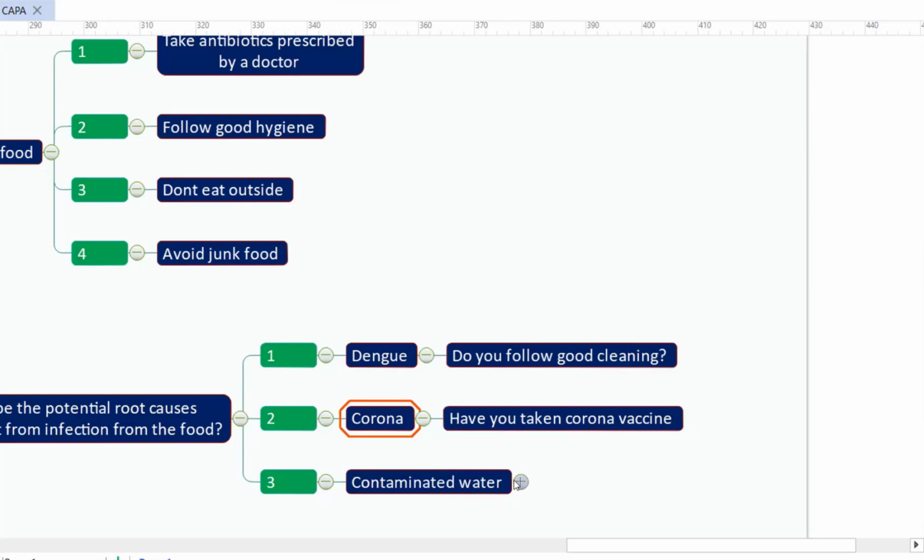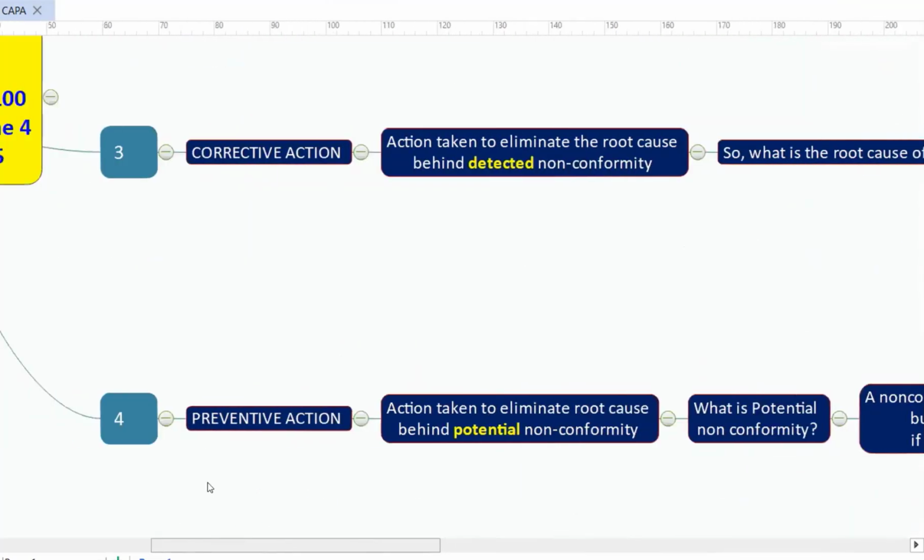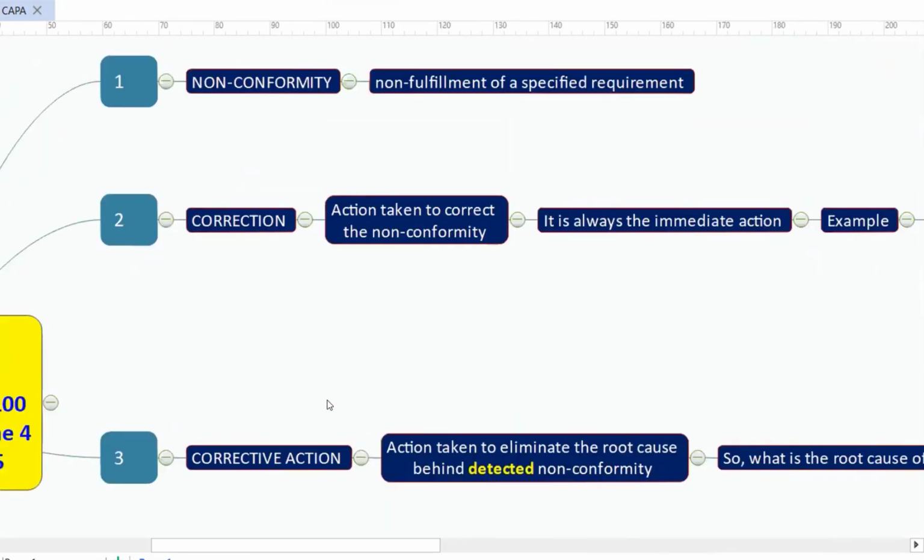Maybe contamination from the water can also give you a fever. So these are all the potential root causes. These are all the possible sources of getting you a fever, and you are going to avoid them by taking some actions. Those actions will be classified as preventive actions. I hope you understand the difference between corrections, corrective actions, and preventive actions.